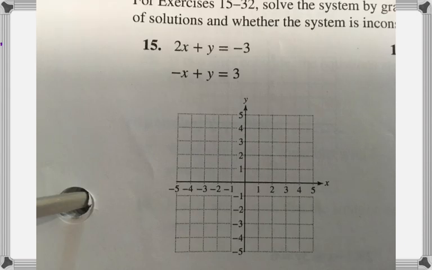Okay, next. Now we're actually going to graph one. Number 15 says solve the system by graphing. For systems that do not have one unique solution, one solution is also in math considered to be unique. Also state the number of solutions, whether the system is CIO, IINS, and can do math. Of course, that's not what it says here in the book.